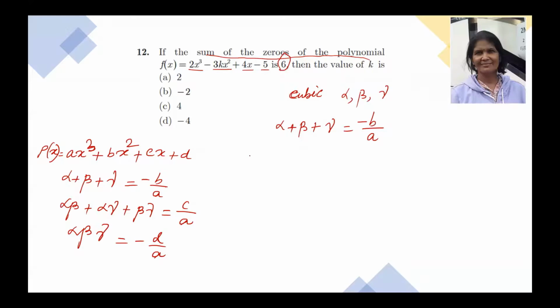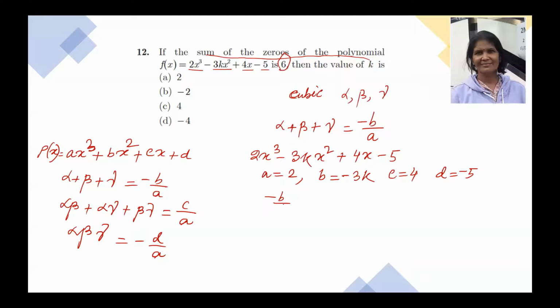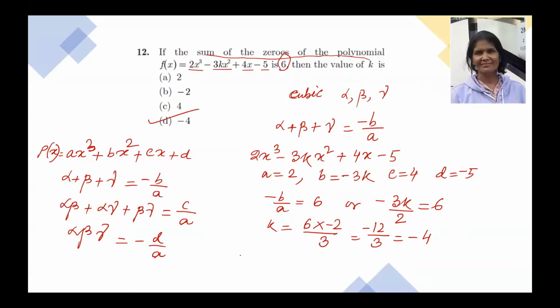So minus b by a for 2x cube minus 3kx square plus 4x minus 5. So here a is 2, b is minus 3k, c is 4, d is minus 5. So I'll write alpha plus beta plus gamma, it is given as 6. So minus b by a is equal to 6, or 3k by 2 is equal to 6. Then k is equal to 6 into 2 by 3. So 12 by 3 is equal to 4. So the value of k is 4. D is the answer.